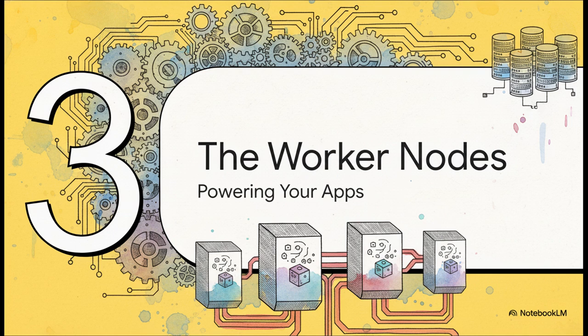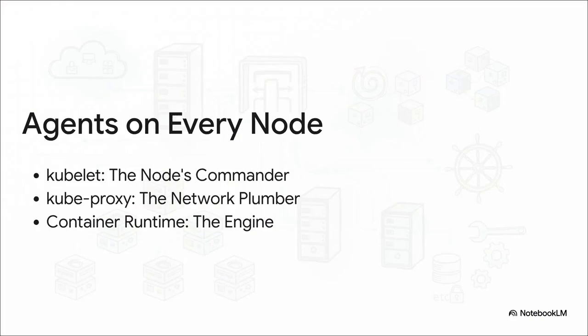This is where your code actually runs. Now, here's an important detail. The control plane doesn't just reach in and directly control these nodes. It's a bit more elegant than that. Instead, every single worker node runs a few loyal agents, and these agents are constantly listening for orders from the brain and then managing all the work locally.